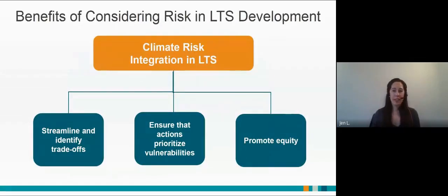So when we talk about LTS, are we just talking about greenhouse gas mitigation strategies? Hopefully not. We have to consider climate risk as we do that. There are a lot of good reasons to do that. I want to convince you that that's the right way to go as we're thinking about our long-term strategies, is that if we integrate climate risk into long-term strategies, it helps to streamline and identify trade-offs. It helps to ensure that any actions or investments that we make prioritize things that are also vulnerable. It also helps to promote equity. Let's talk a little bit more about each of these on the next slide.